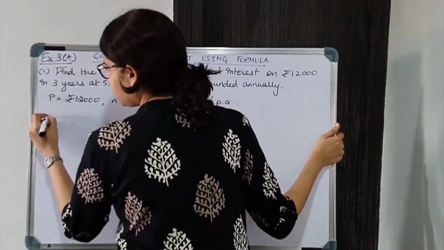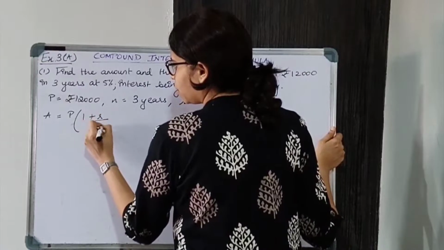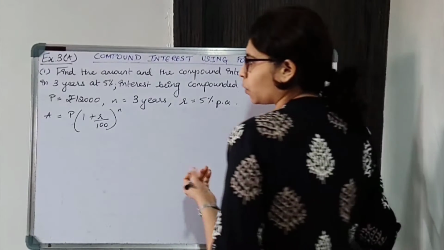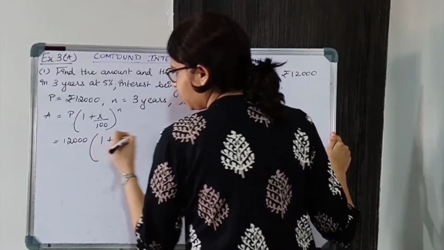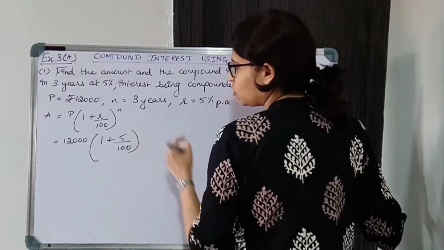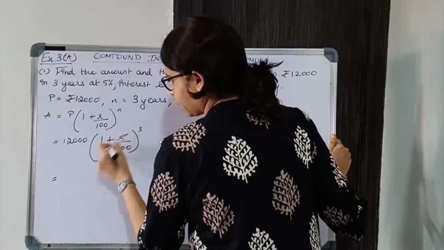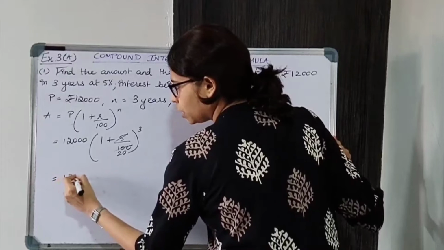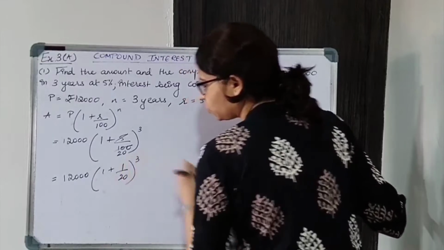So amount is P into 1 plus R upon 100 raised to N. Okay, you're supposed to know the formula. Now P is 12,000. 1 plus R is 5%. So 5 upon 100 raised to N. N is 3. Okay, so just substitute the values, it's very easy. 5 20s are 100. Okay, so 12,000, 1 plus 1 upon 20 raised to 3.